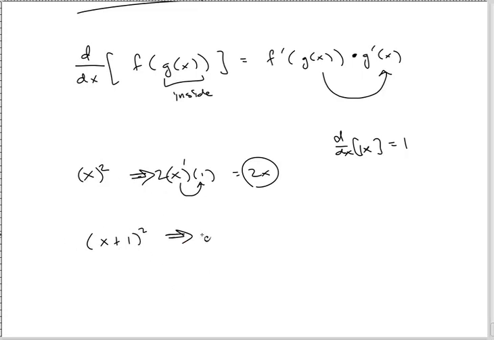So the 2 comes down to the front, and I leave the inside alone. And then I say, hey, what's the derivative of the inside here? Again, it's just a 1, and so you don't really have to do anything, and it's basic. Basically what we've already been doing.